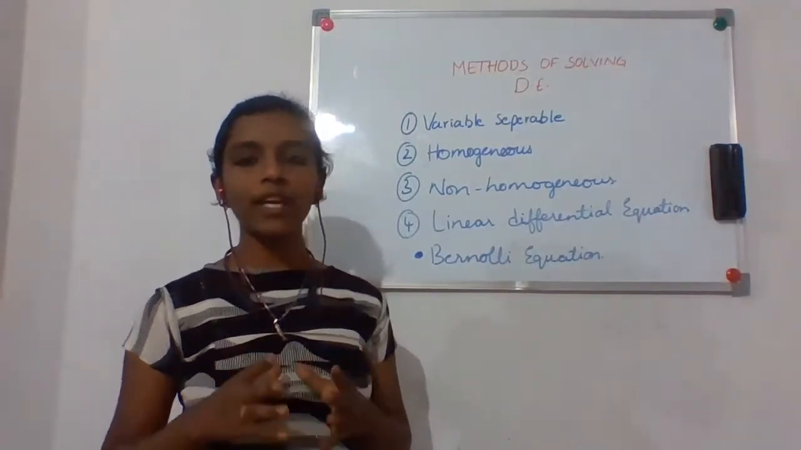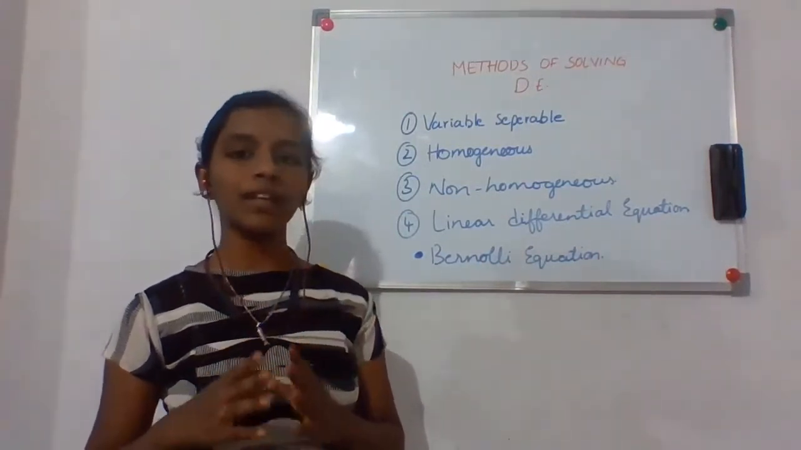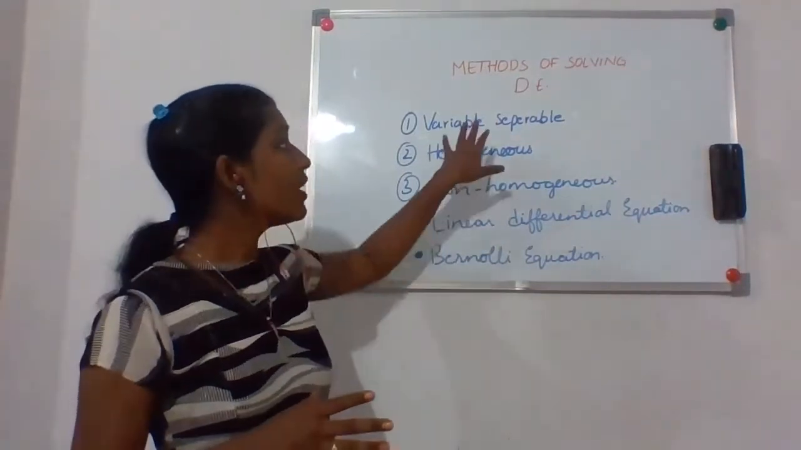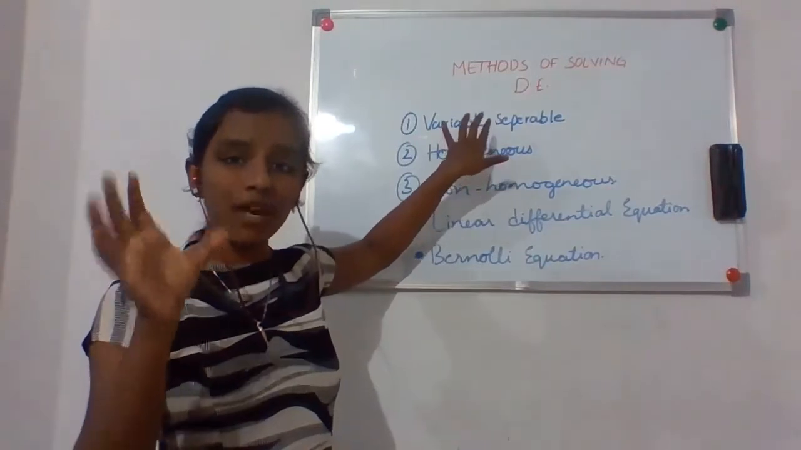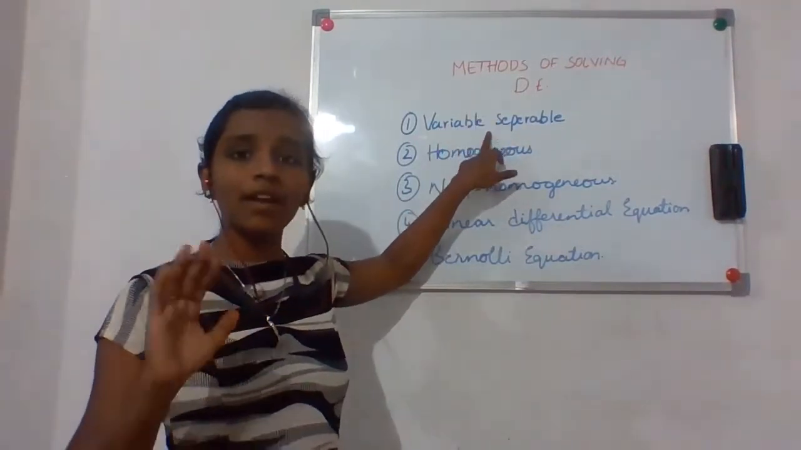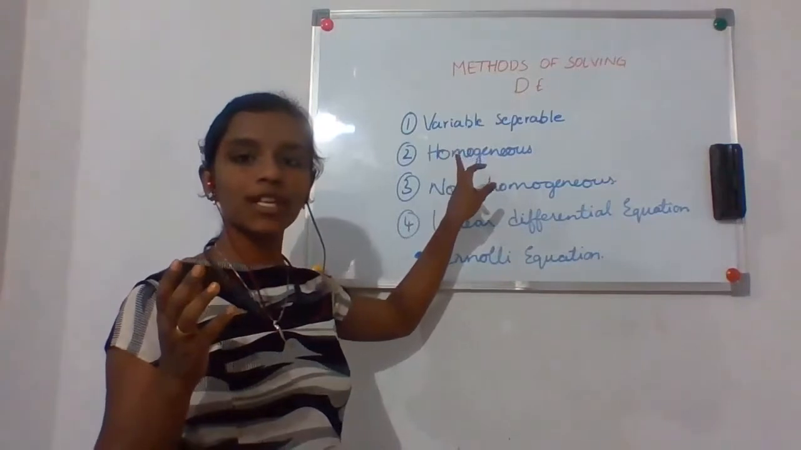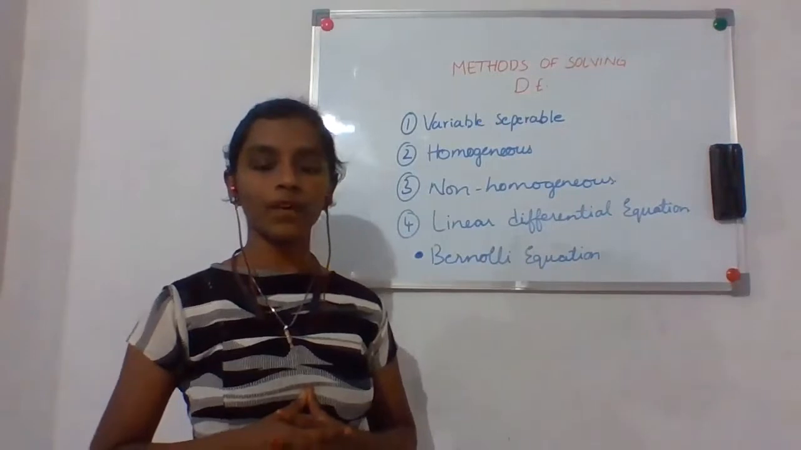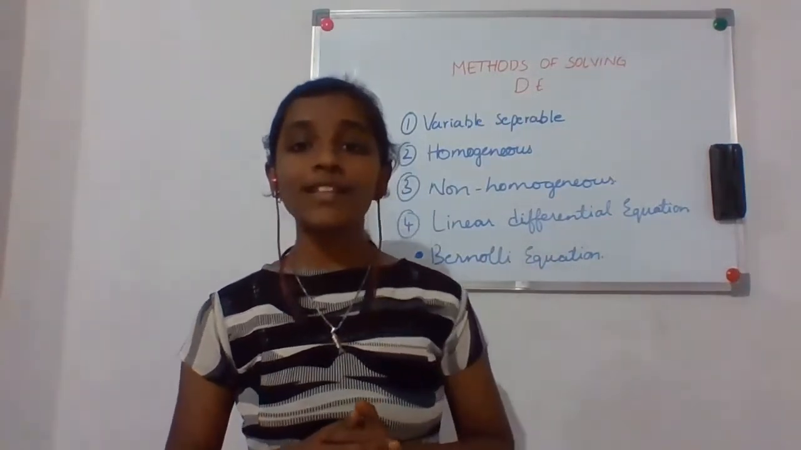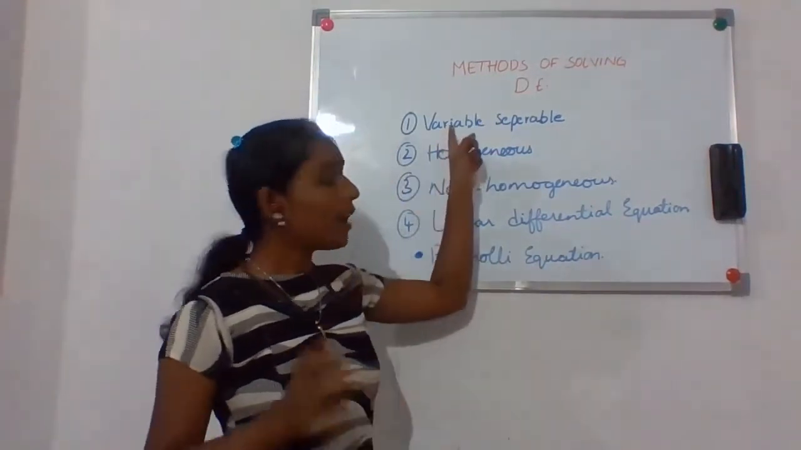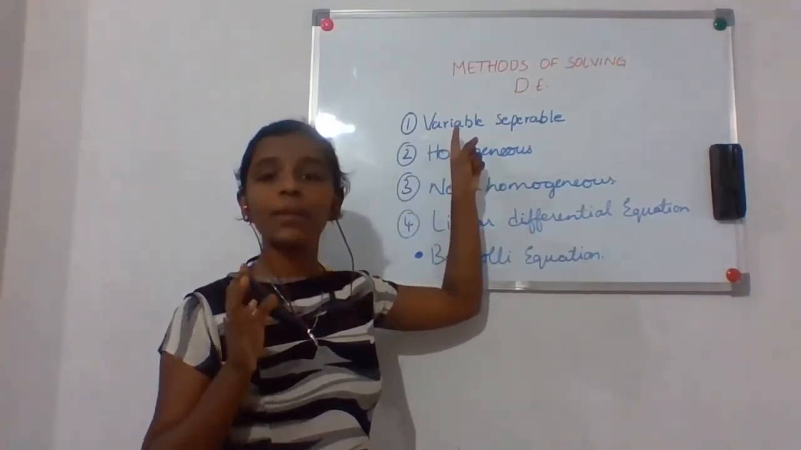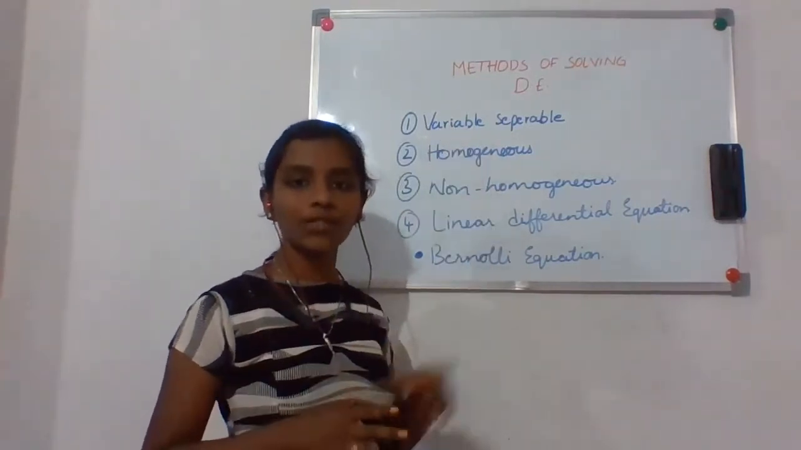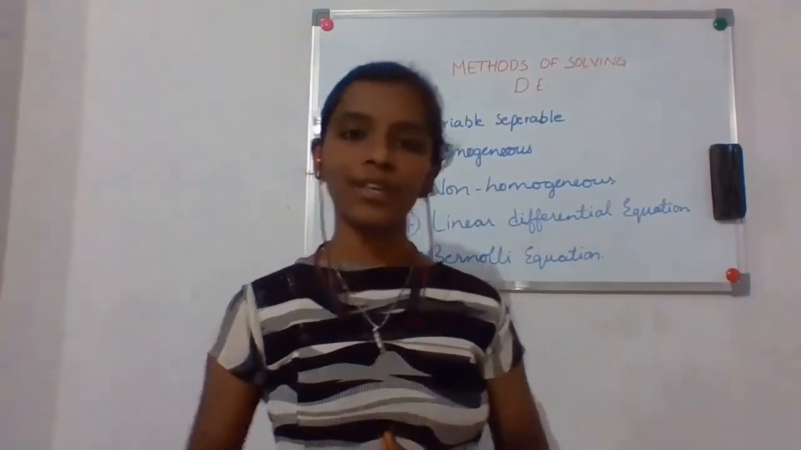For every method of solving, we have a certain form of differential equation. If an equation is in one form, we are going to use variable separable. In some other form, we are going to use homogeneous, and in other forms non-homogeneous and linear differential equation, and so on. Today, let us look at only the variable separable form. Okay, let's see.